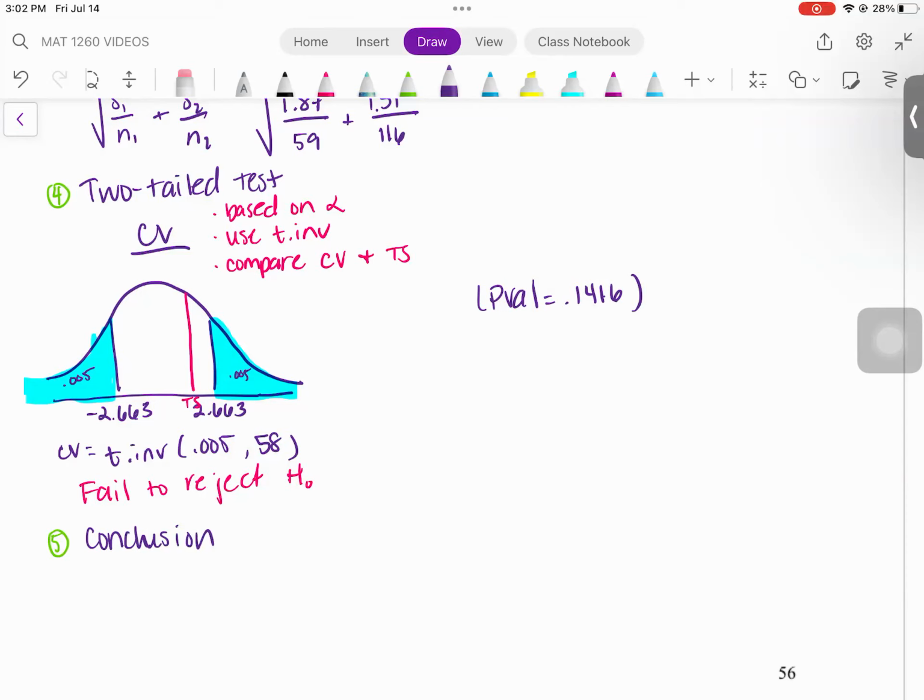Step 5, we write our conclusion. Since our decision was failed to reject the null hypothesis, our conclusion is that there is not enough evidence to support the claim that the mean time of watching TV is different for college men and college women.